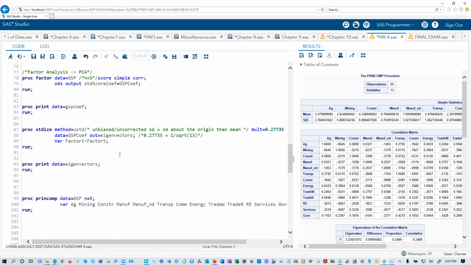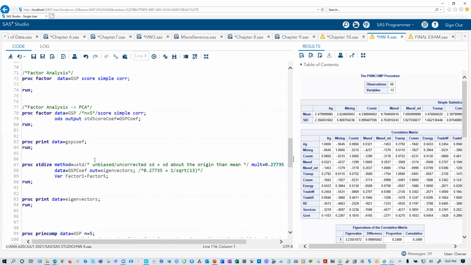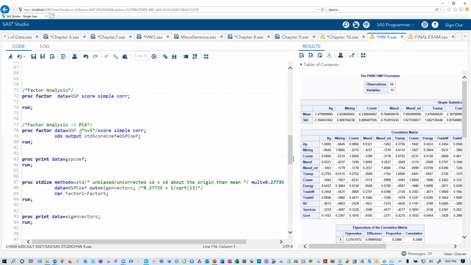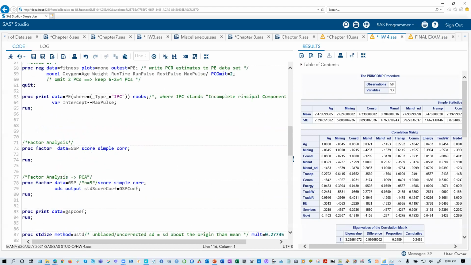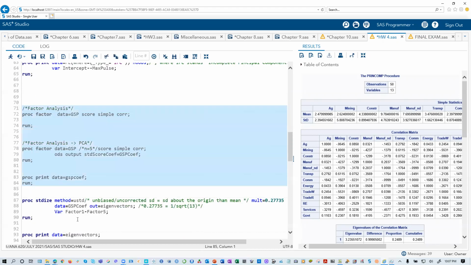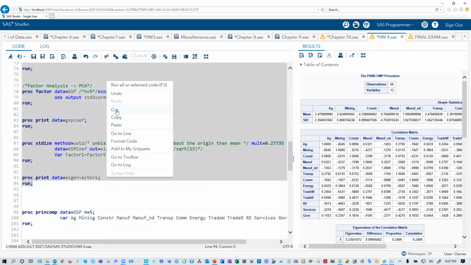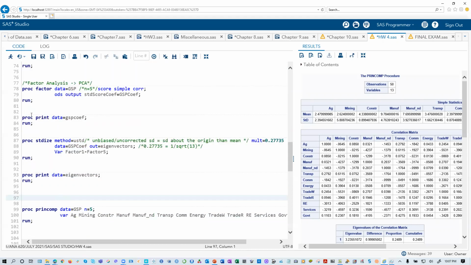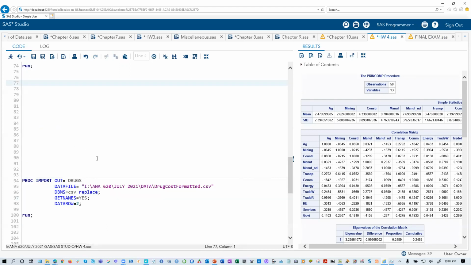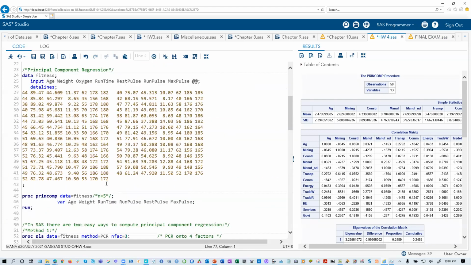What is this one? Factor, print comp. Okay. PCA. GSP. Okay. What I'm gonna do, I'm gonna get this one and then... what? I don't need this one. Okay. I ran that one for you to see. Okay. I'm gonna get up to here and cut and paste above this one here.